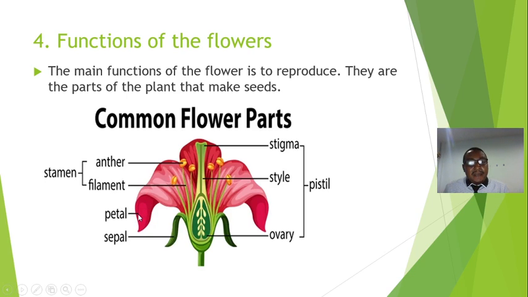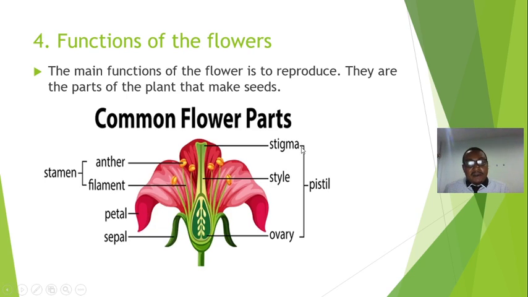Next are petals. Again, petals. These are usually brightly colored, and they are usually the ones that attract, for example, the bees to come and pollinate our flower. Next is sepal. Again, sepal. What we are seeing here is what we call a sepal.